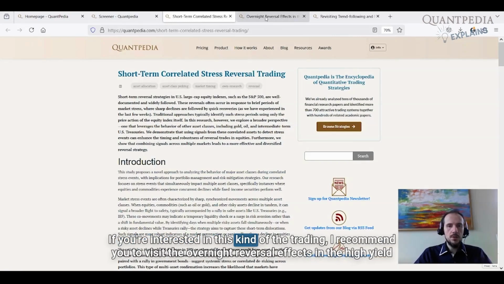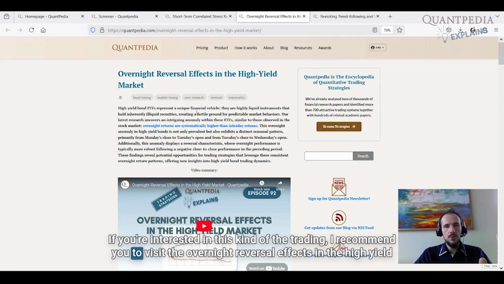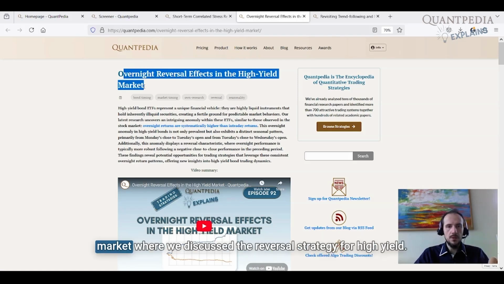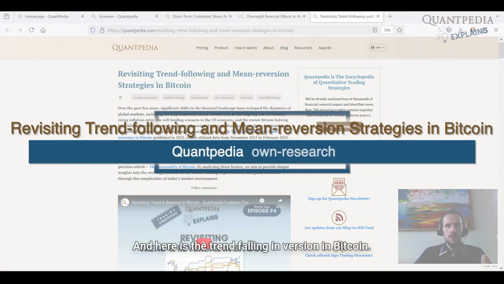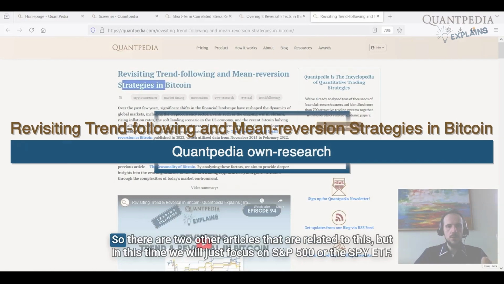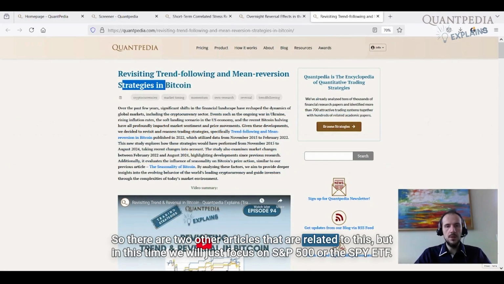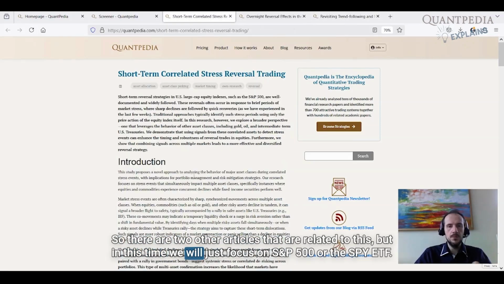If you are interested in this kind of trading, I recommend you visit the overnight reversal effects in the high yield market, where we discussed the reversal strategy for high yield, and the trend following and mean reversion in Bitcoin. So there are two other related articles, but this time we will just focus on the S&P 500 or the SPY ETF.